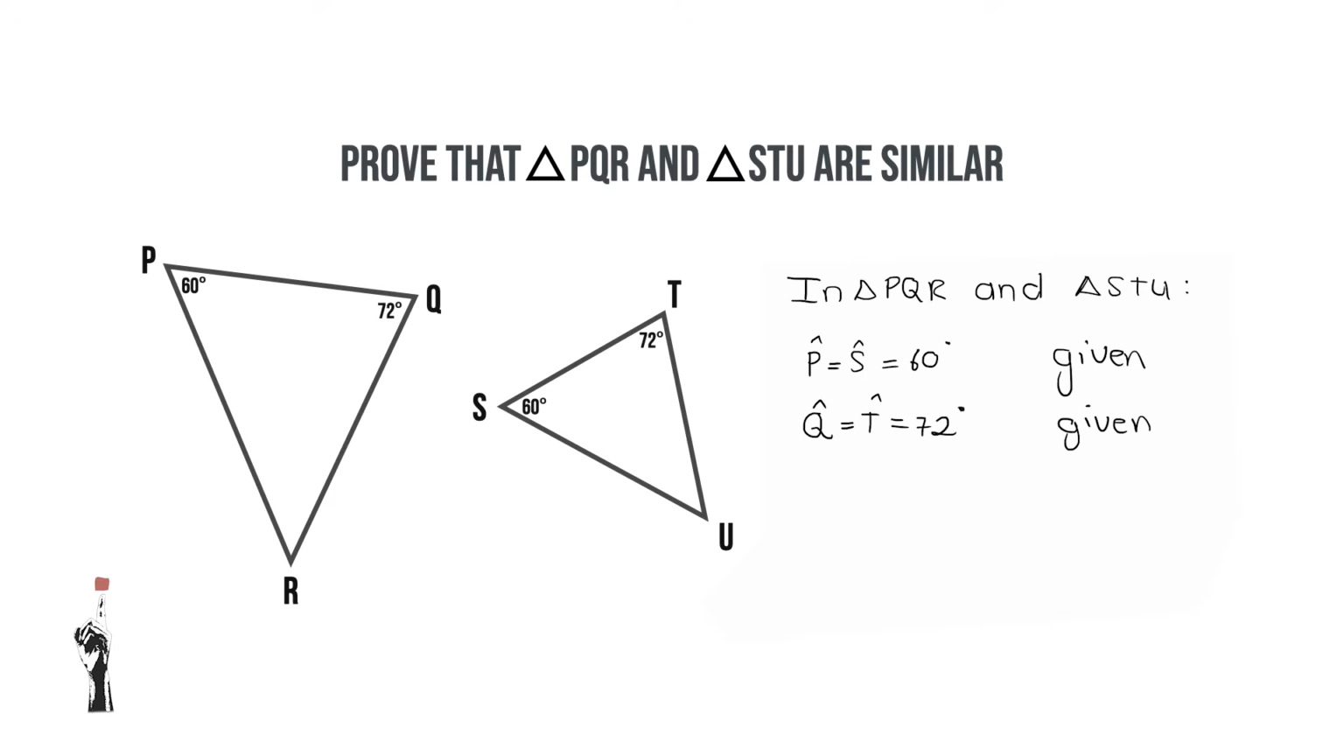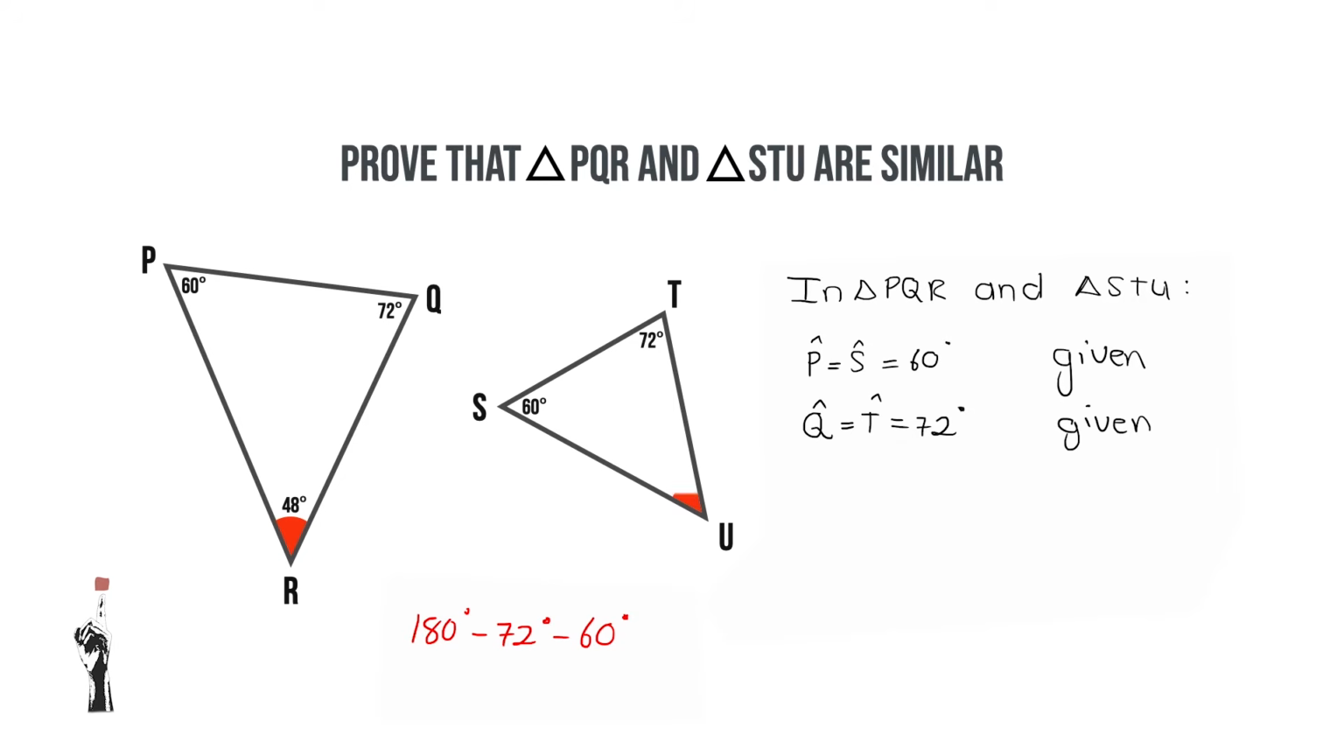Now, to find my third angle, which is not given, I need to apply some logic. I know that the interior angles of any triangle equal 180 degrees, with my reason, interior angles of a triangle. Therefore, I know that this angle over here will be equal to 180 degrees minus 72 degrees minus 60 degrees. Therefore, I know that angle R will be 48 degrees.